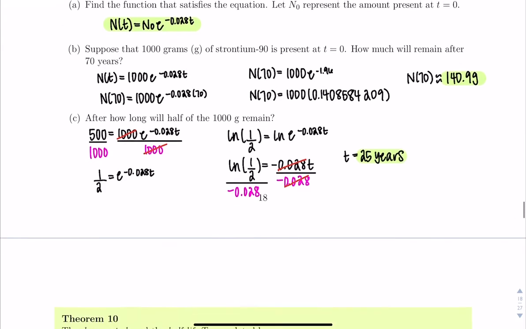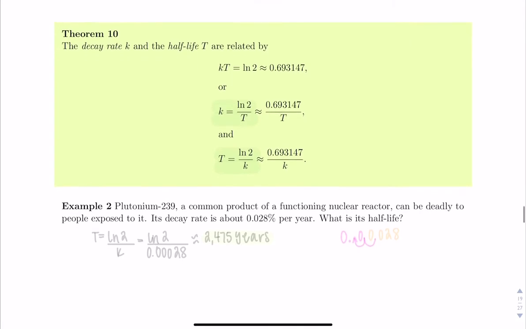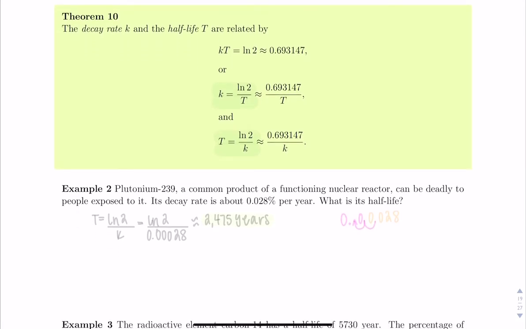Theorem 10 says the decay rate k and the half-life T are related by two formulas: k = ln(2)/T, or T = ln(2)/k. So we can find the decay rate or we can find the half-life by using the other variable.